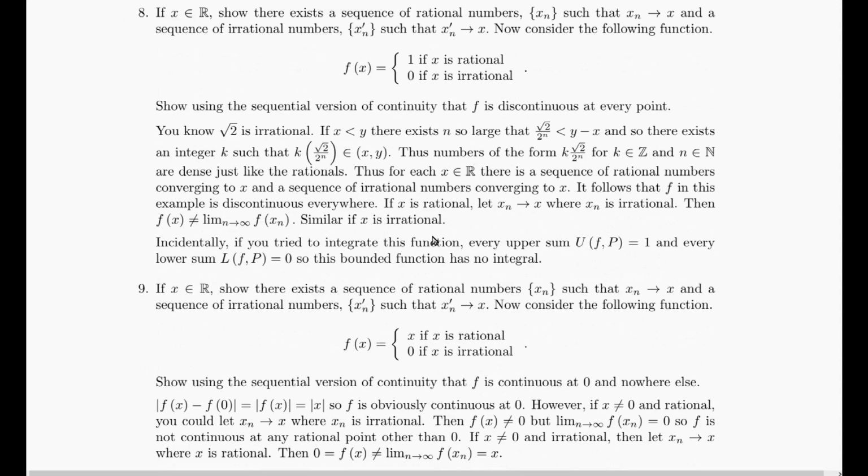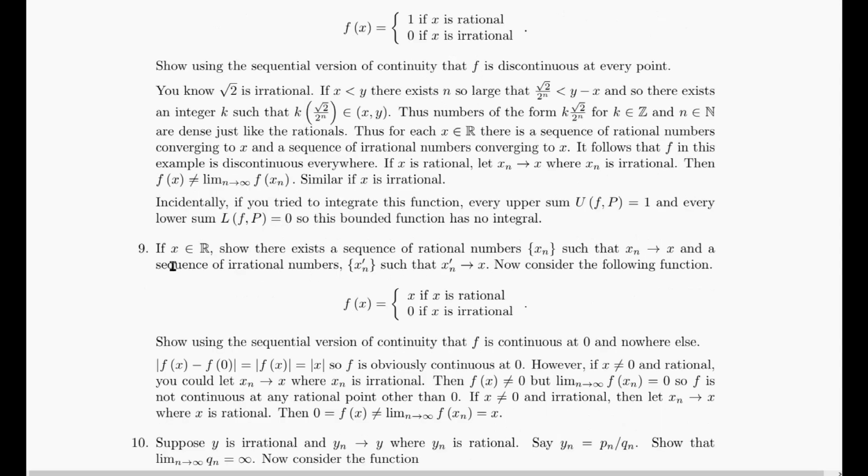Now, as an interesting incidental observation, this particular function, although it is bounded, cannot be integrated because if you look at the upper sum, say you were looking at the interval from 0 to 1. If you look at the upper sums, you'll get 1. If you look at the lower sums, you'll get 0. So there's a gap between all the upper and lower sums. So this function has no integral.